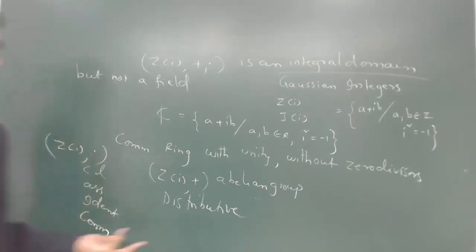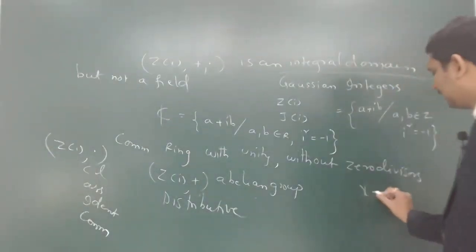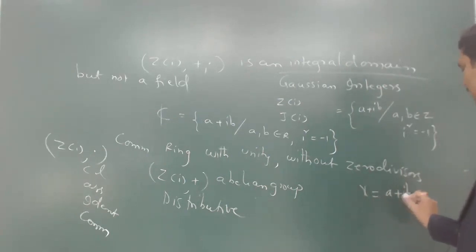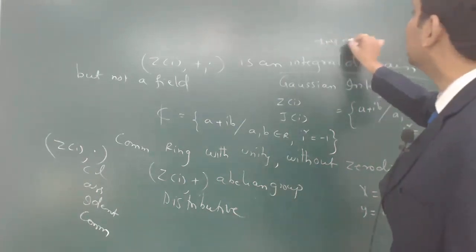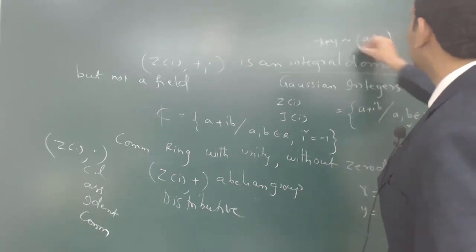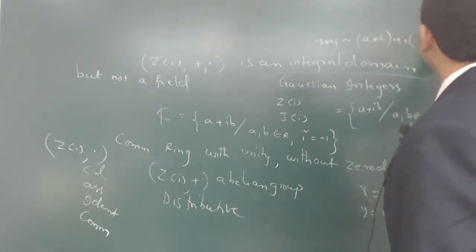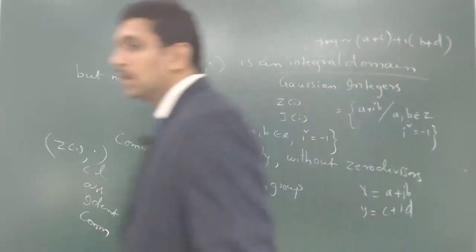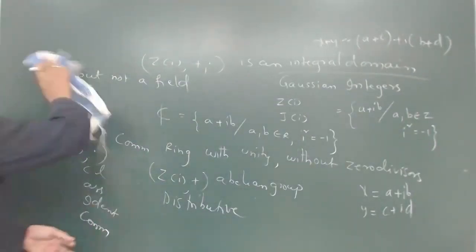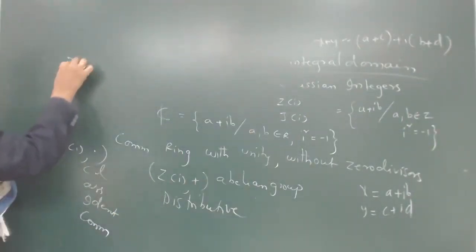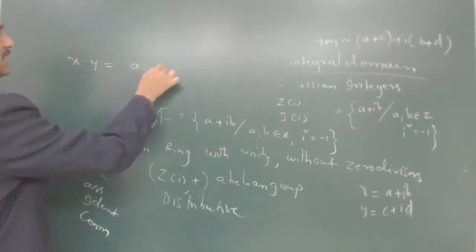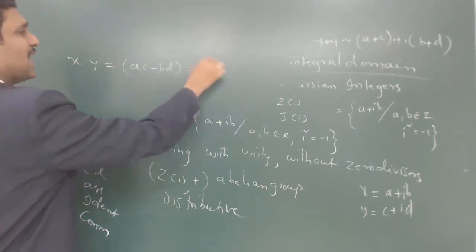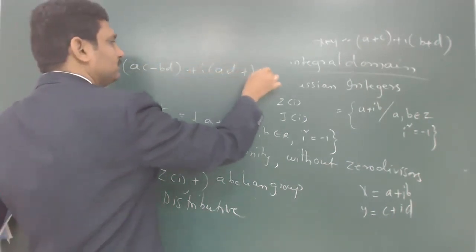And how do we take the elements here? If you take x equal to a plus ib, y equal to c plus id, then x plus y is nothing but (a plus c) plus i times (b plus d). If you consider closure with respect to multiplication, x dot y is nothing but regular multiplication of complex numbers. It is (ac minus bd) plus i times (ad plus bc).